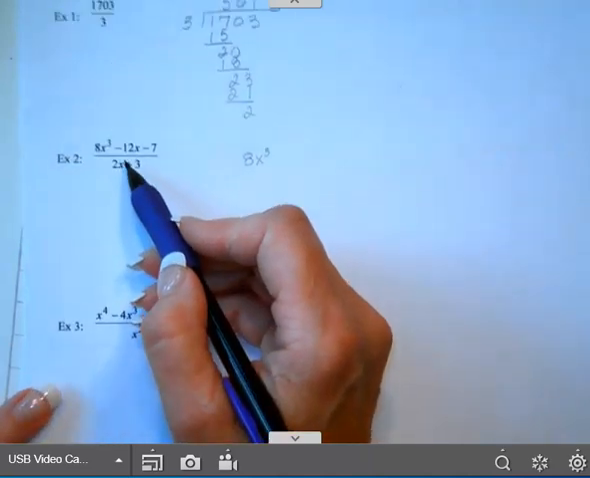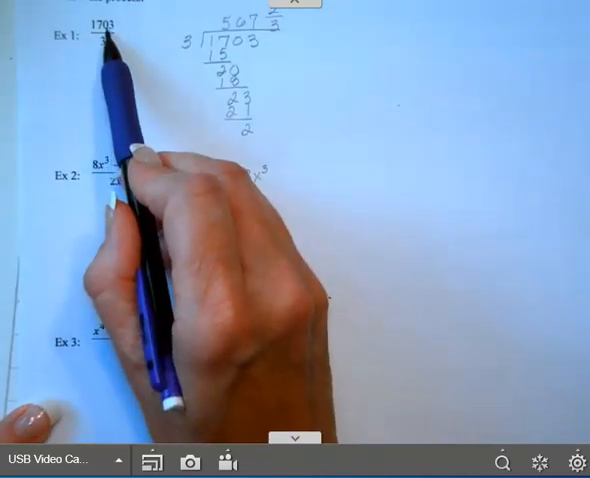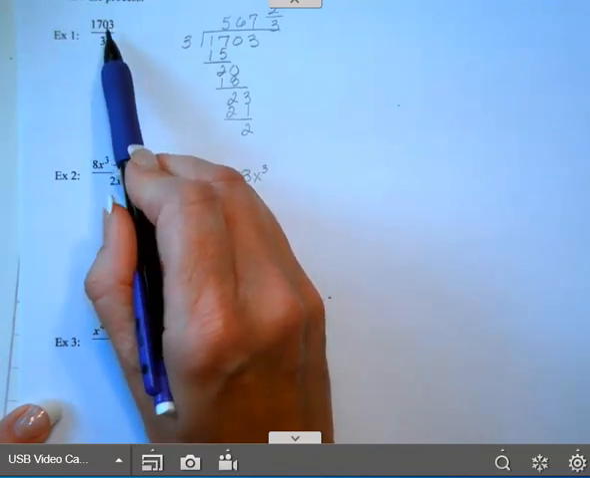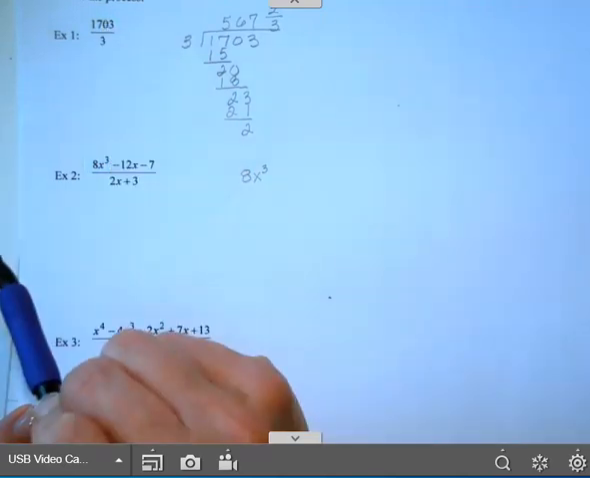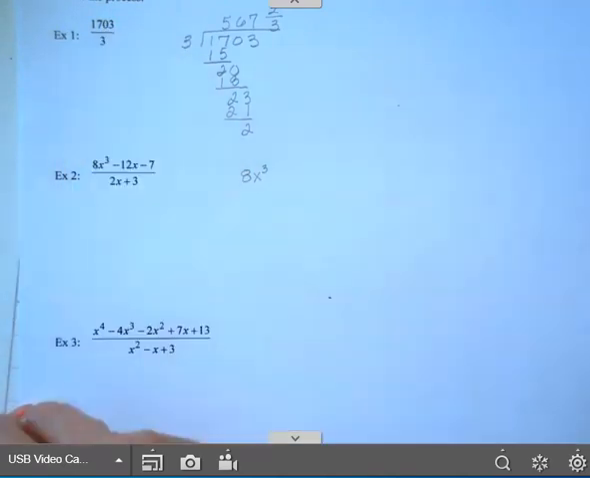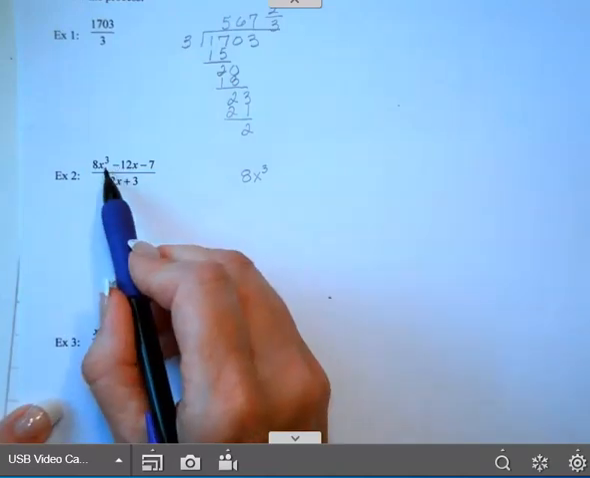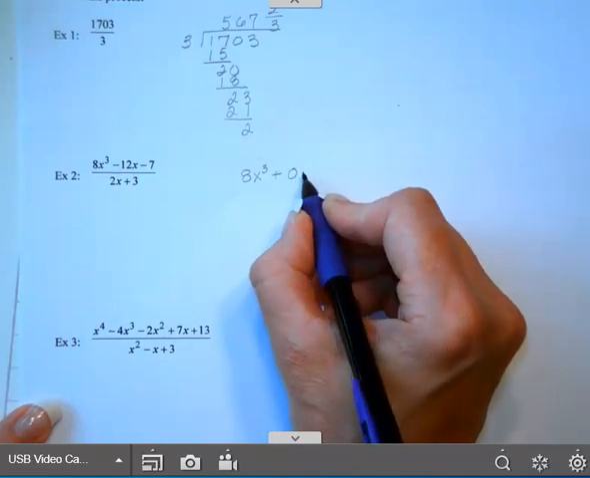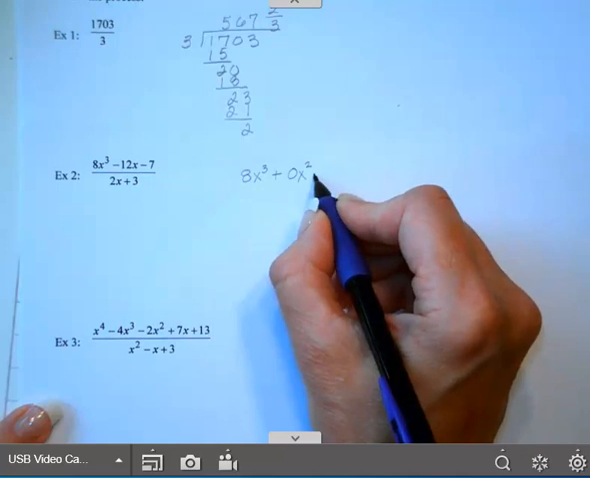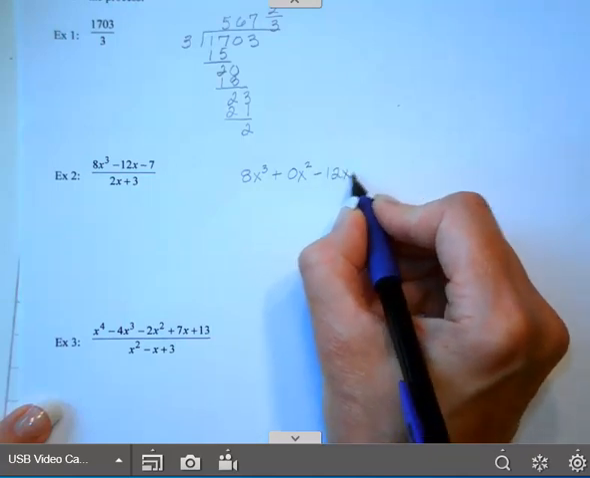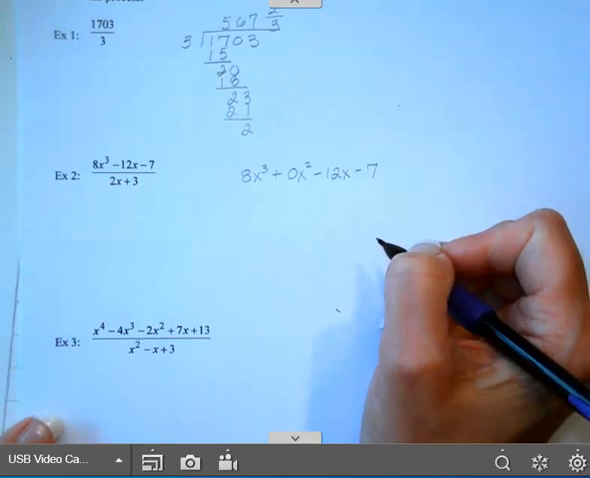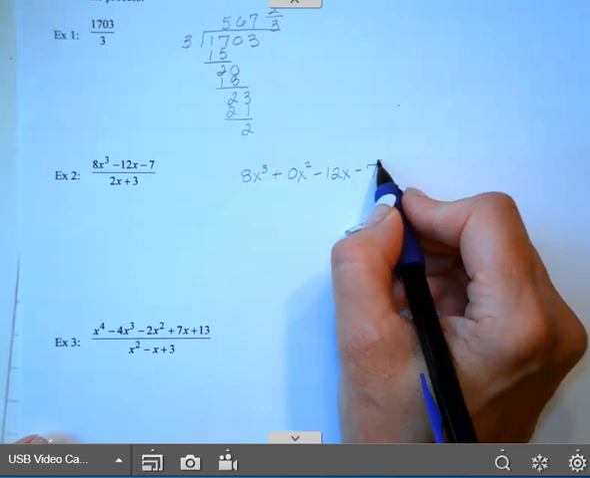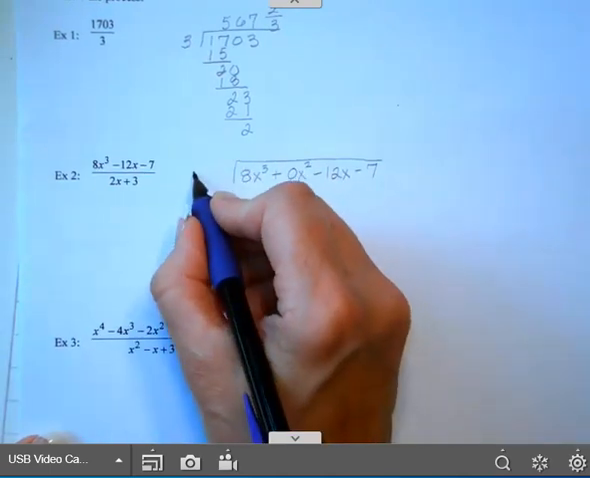If I look at example 1, does this 0 really need to be there? Is 1,703 divided by 3 the same thing as 173 divided by 3? It's not. That 0 is called a placeholder, and if you skip a place in a polynomial, you need to include the placeholder. So I have 0x squared, then minus 12x minus 7. Any place that you skip after your leading term, you have to put placeholders for. And I'm dividing this by 2x plus 3.